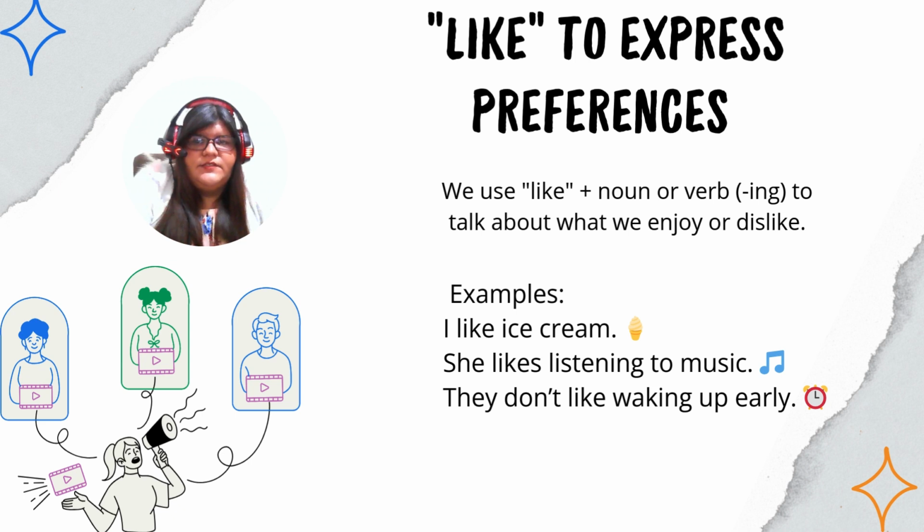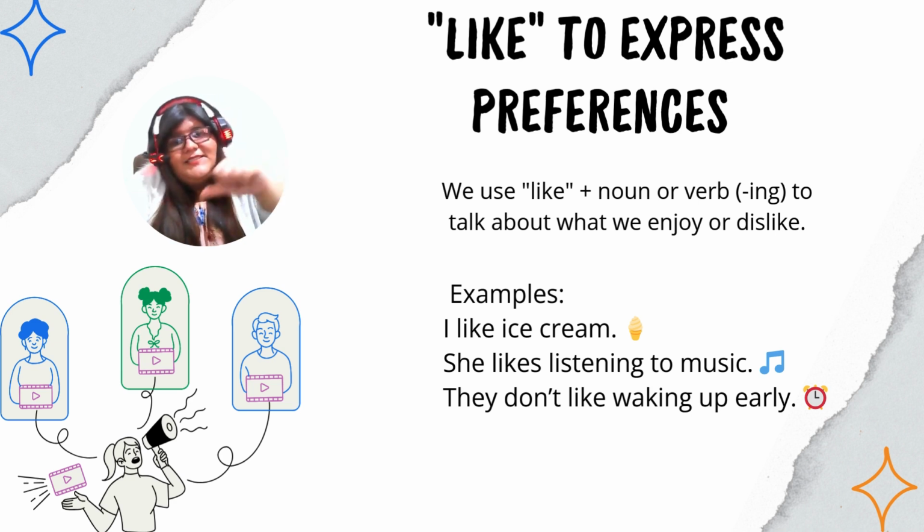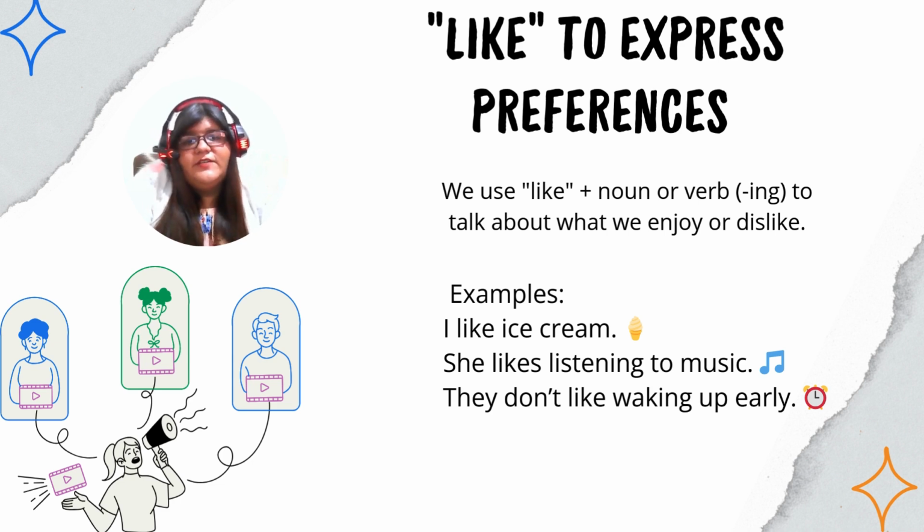Then we have like to express preferences. We use like plus noun or verb in ing form to talk about what we enjoy or dislike. For example, I like ice cream, she likes listening to music, and they don't like waking up early. If you see here, we are expressing something that we dislike. They don't like waking up early.